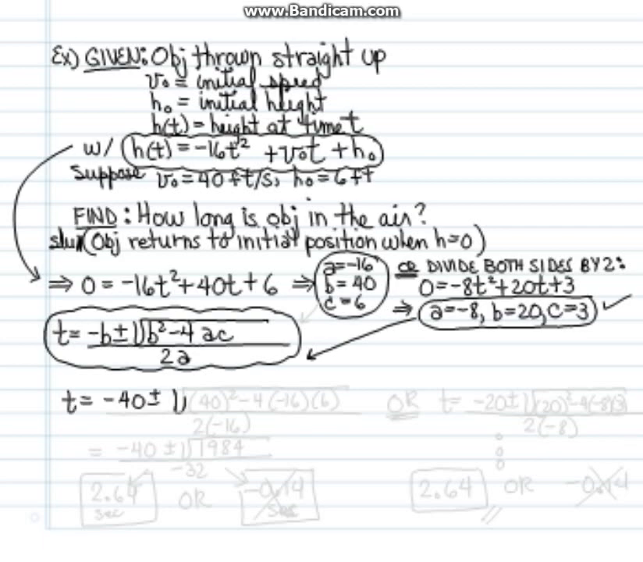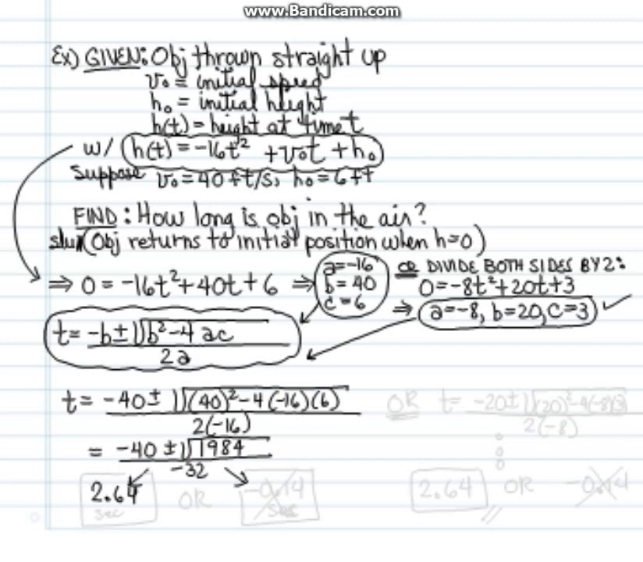We would get negative 40 plus or minus the square root of 40 squared minus 4 times negative 16 times 6, over 2 times negative 16. That would be equal to negative 40, when we simplify, plus or minus the square root of 1984 over negative 32. Then we break that up into two solutions and put it through the calculator: 2.64 seconds or negative 0.14 seconds. We're not going to use the negative solution for time. Just throw that out. That's physically impossible. So here's our answer, 2.64.